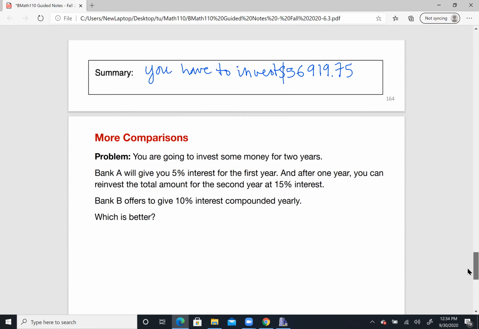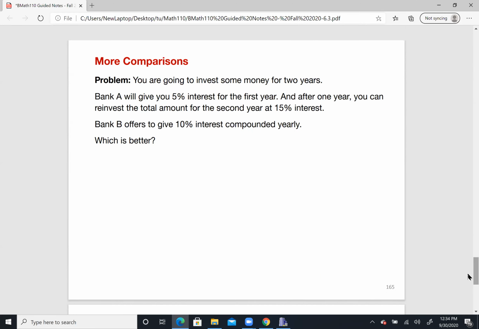Let's move down, and we're gonna have more comparison. Okay, so you are going to invest some money for 2 years. Bank A will give you 5% interest for the first year, and after 1 year you can reinvest the total amount for the second year at 15% interest. And Bank B offers to give you 10% interest compounded yearly. Okay, so here we want to compare which one is better.